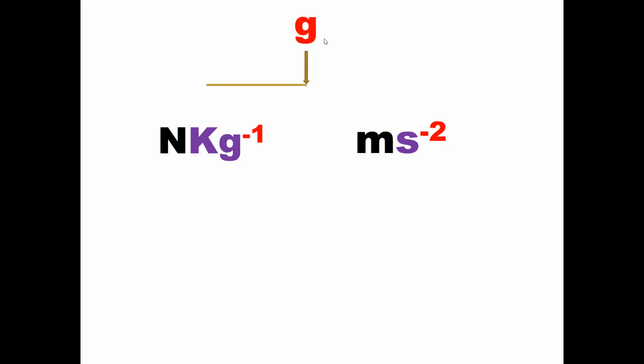G has hence two units, Newton per kg and m s^-2. These are the two units of G. So you have to copy these units now.